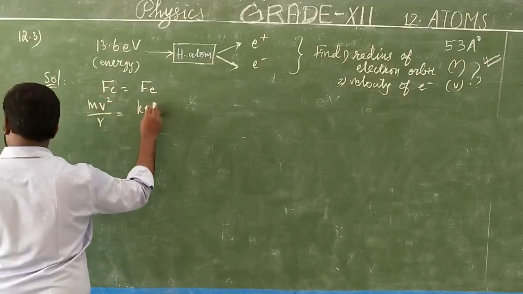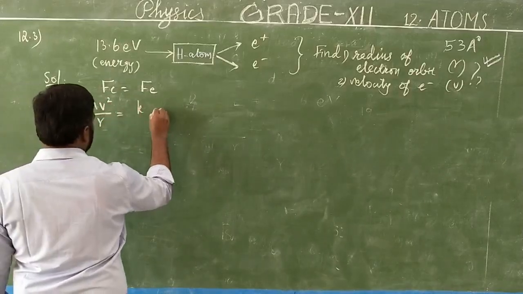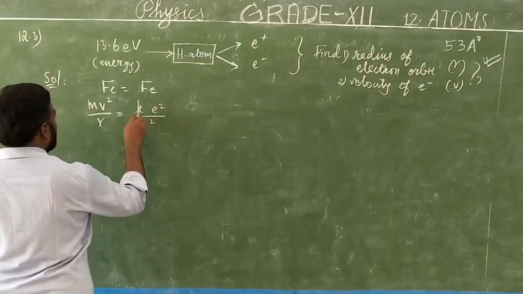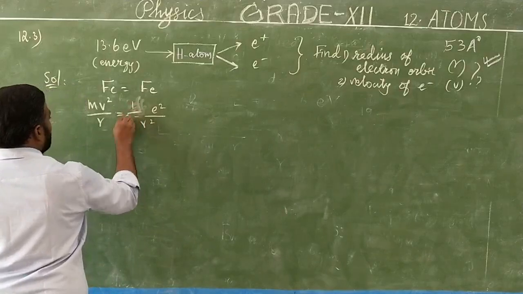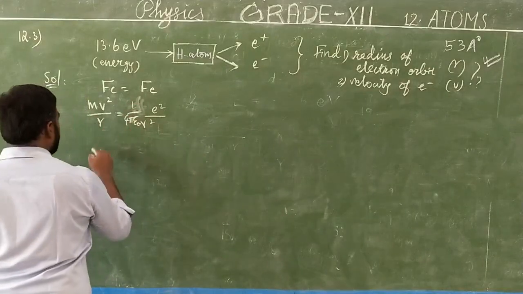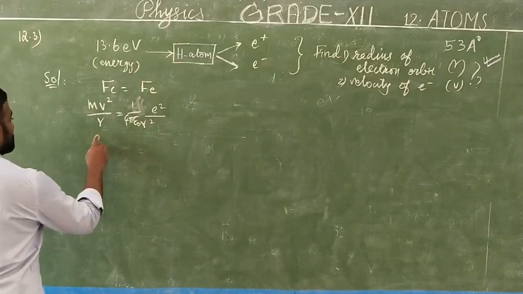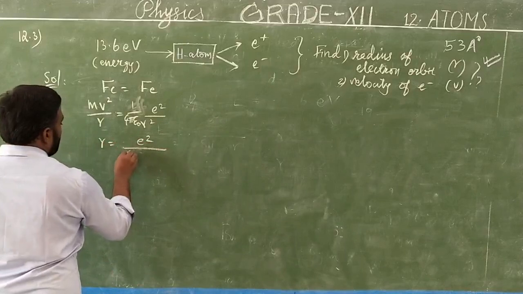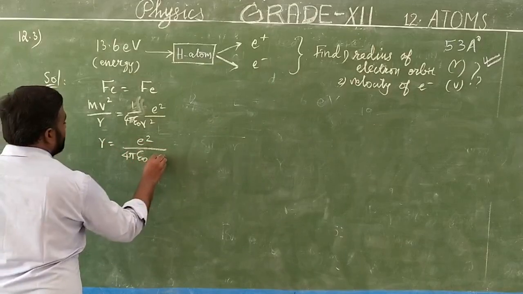What is the electrostatic force? K into e squared by r squared. What is the value of K? It is 1 by 4 pi epsilon naught. So from the comparison, finally you get the radius. The radius r is equal to e squared by 4 pi epsilon naught into mv squared.